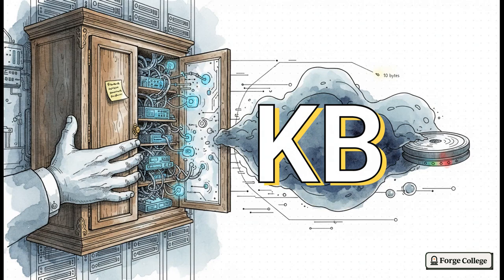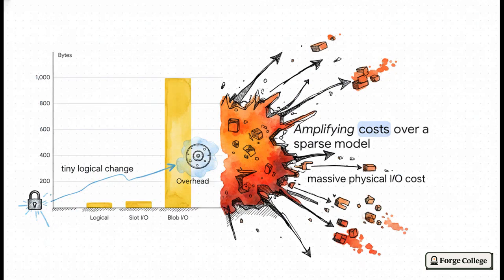Think back to our metaphor for a second. Imagine hauling out a 100-pound cabinet just to fix a single typo on a tiny sticky note inside. It's ridiculous, but that is exactly the equivalent of a 10-byte code change triggering a massive 1 kilobyte blob write to the disk. You're paying enormous physical overhead for a minuscule logical change, and that translates directly into painful transaction fees.